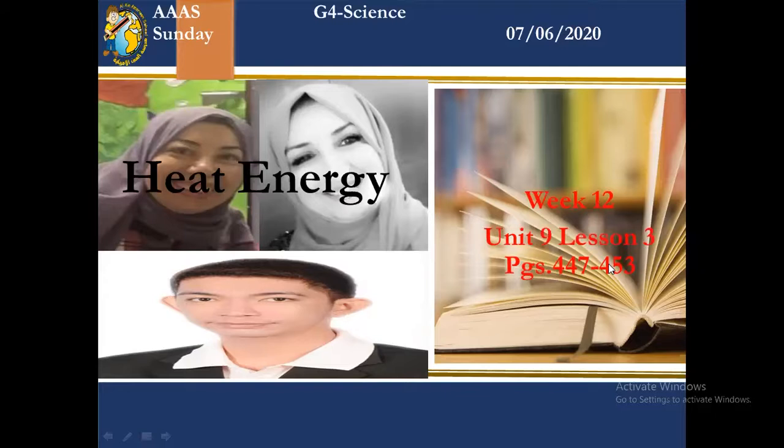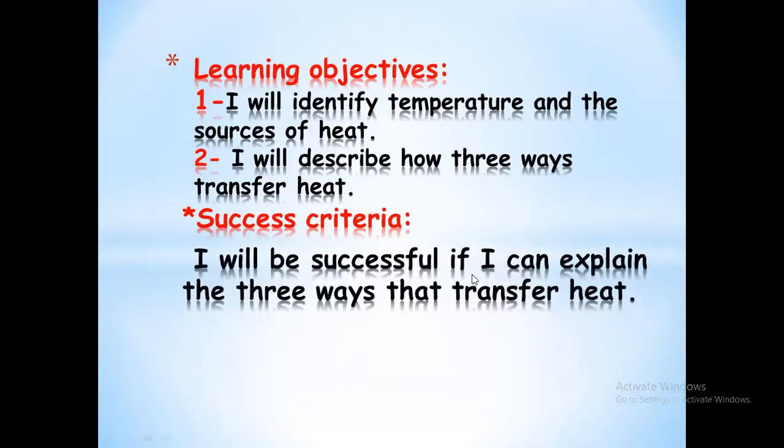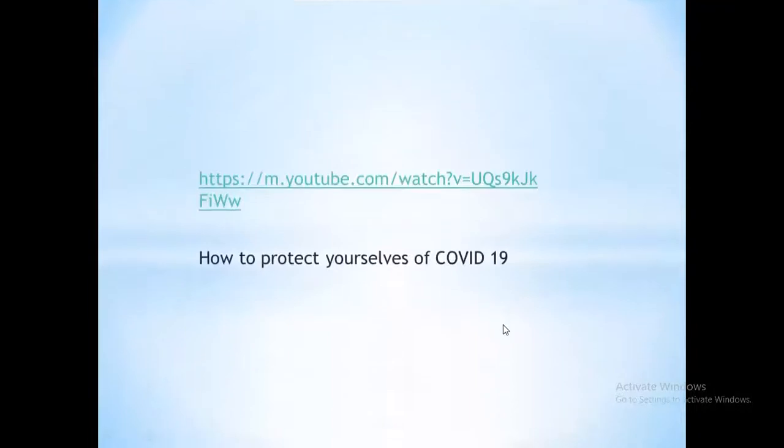In week 12, lesson 3, the pages we are going to study are 447 till 453. Learning objectives: I will identify temperature and the source of heat. I will describe how 3 ways transfer heat. The success criteria: I will be successful if I can explain the 3 ways that transfer heat. Now let's start with our lesson.